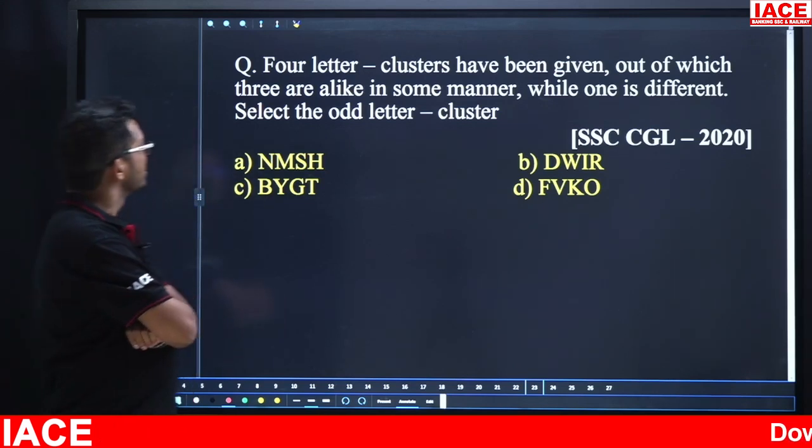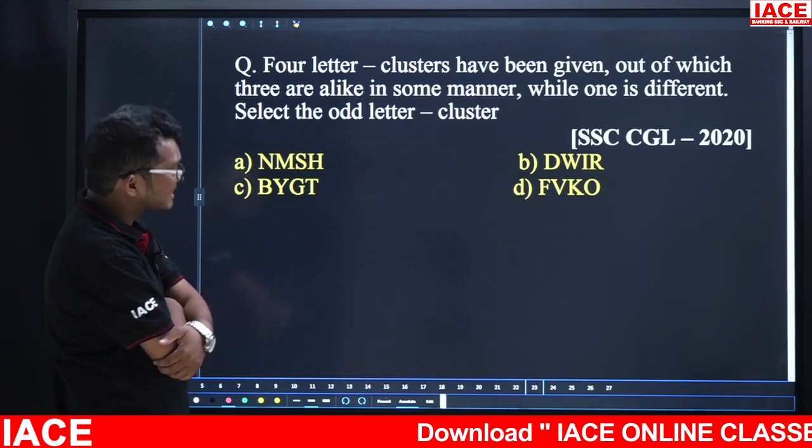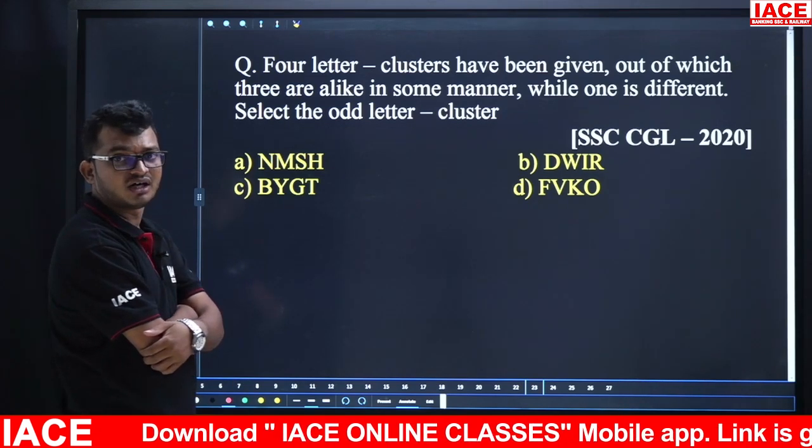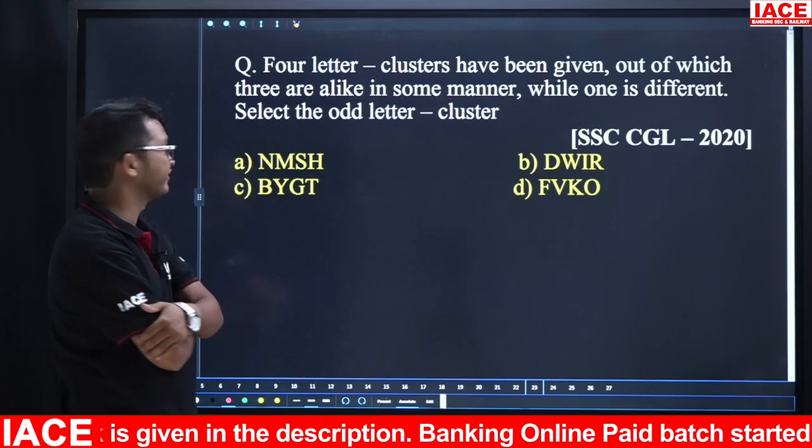Time up. So take here again one. 4 letter clusters have been given, out of which 3 are alike in some manner while 1 is different. Select the odd one out. So out of the given 4 options, 3 are the same, 1 is different. Which one is the different?